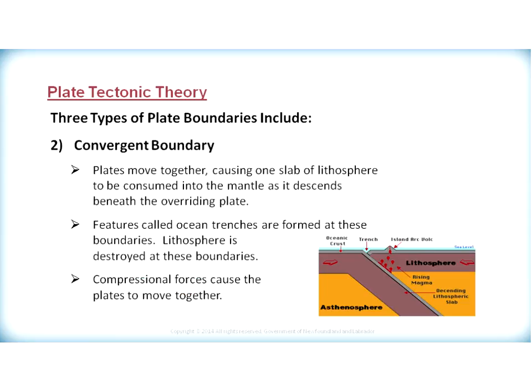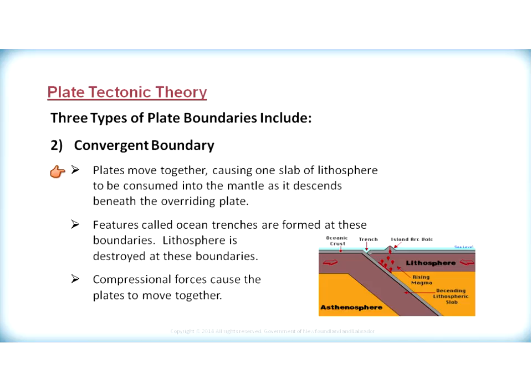A second type of boundary found at the edge of tectonic plates is one called a convergent boundary. Convergent boundaries show plates moving together. This causes one slab of lithospheric plate to be consumed into the mantle as it descends beneath another tectonic plate called the overriding plate.